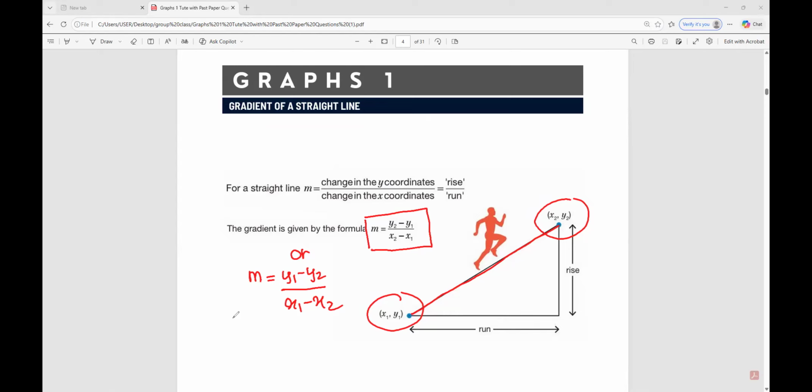And there is another method to find it, that is rise over run. Rise means using 2 points on the line, make a right angle triangle this way. So this is a right angle triangle.